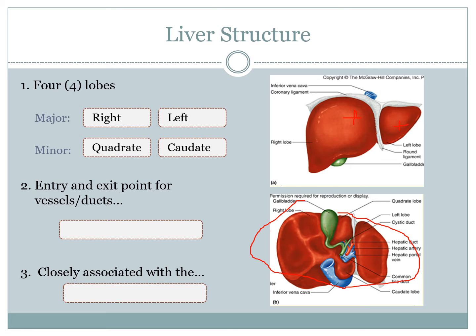And you can also see from this lower graphic the ingress and egress of a number of vessels and ducts. They're right here. And in other organs we call that the hilum, but they give this a special name with the liver, and it is the porta hepatis. Now the liver is closely associated with the gallbladder. Right there. Okay, that's a gallbladder.